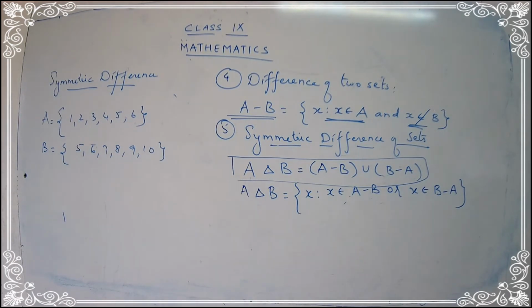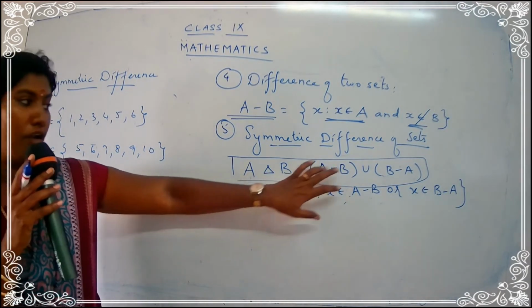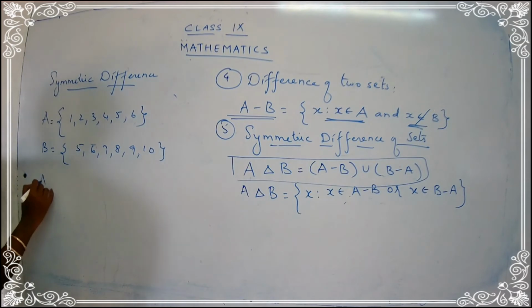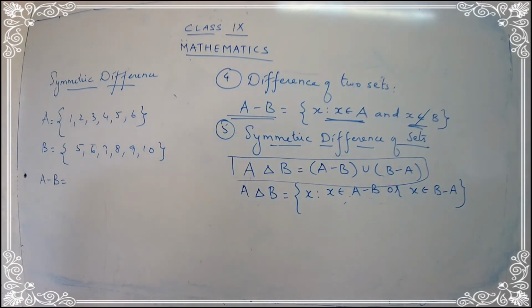Let's find out A minus B and let's find out B minus A. So here we are going to find out two things. What are we going to find? A minus B, and also B minus A. Let's do the work, children. So first of all, I'll find A minus B. What is the meaning of A minus B? Present in A, not in B. Are you clear with the statements? Okay. So let's move on.